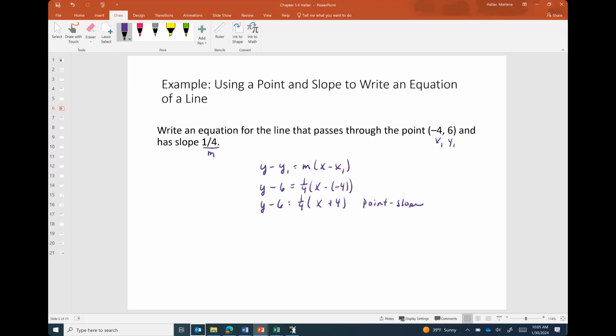to have the slope-intercept form, we simply have to solve for y. Our first step would be to distribute that 1/4. So we'll say y minus 6 is equal to 1/4 x, and then plus 4 times 1/4, which is just 1. Then we'll add that 6 to both sides, and we'll have y equal to 1/4 x plus 7. Now that we have this in the slope-intercept form, y equals mx plus b, we can see that 7 is our initial value.